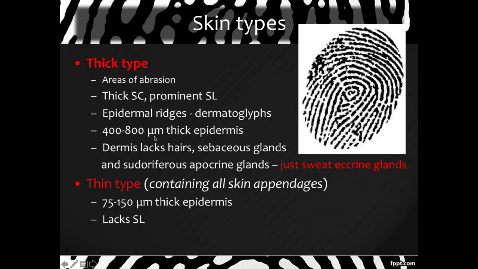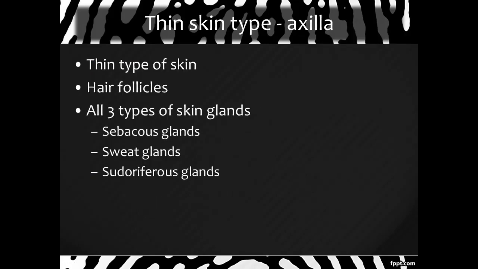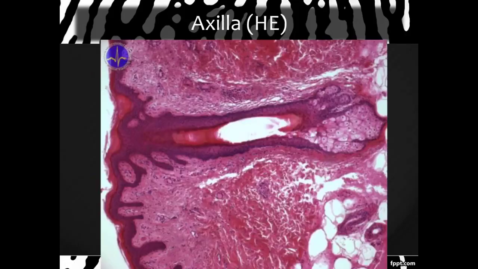Okay. On the other hand, the thin type of skin has a thinner epidermis, and it lacks the stratum lucidum, and it contains all skin appendages. It means the derivatives of skin. So it contains hair, sebaceous glands, sweat glands, and so on. So this is the skin of the thin type.